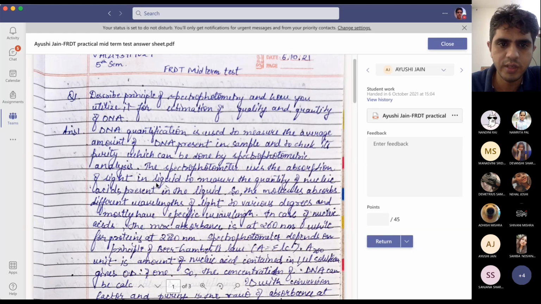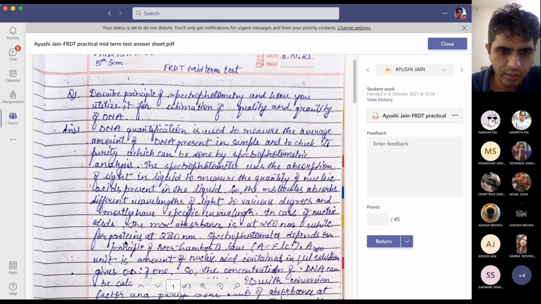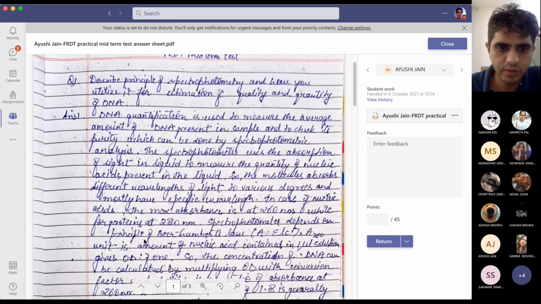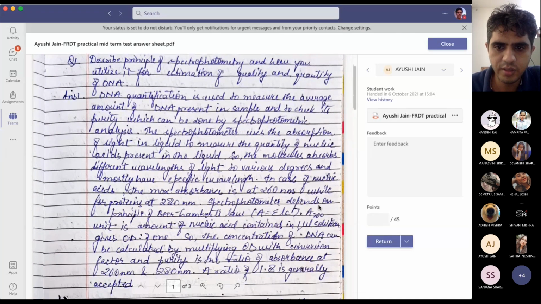Spectrophotometer is used for the absorption of light in the liquid. A molecule absorbs different wavelengths of light to various degrees, and mostly has a specific wavelength. In case of the nucleic acid it is 260, while for protein it is 280. Spectrophotometer depends on this principle. Yes, we have numbered slides here.